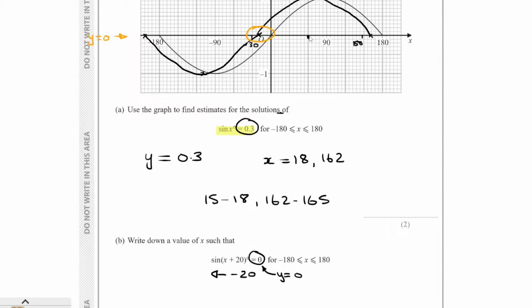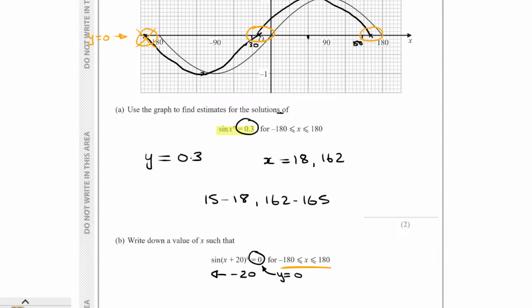Well, you've got this option, and you've got this option, and technically there's this option, but do you see how the range is still between minus 180 and 180? That's now outside the range, isn't it? So not that one. So they've said write down a value because they're suggesting that there's obviously a couple you could choose from. There's 2 here that we can choose from. You just have to choose whichever one.